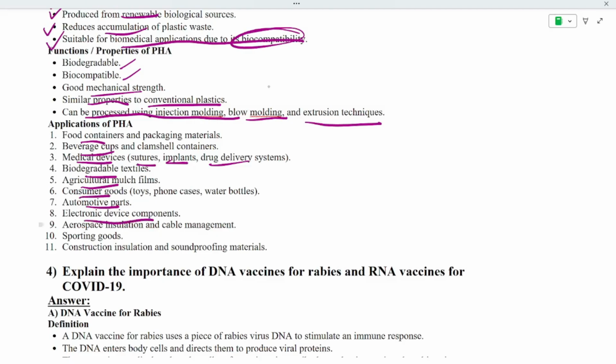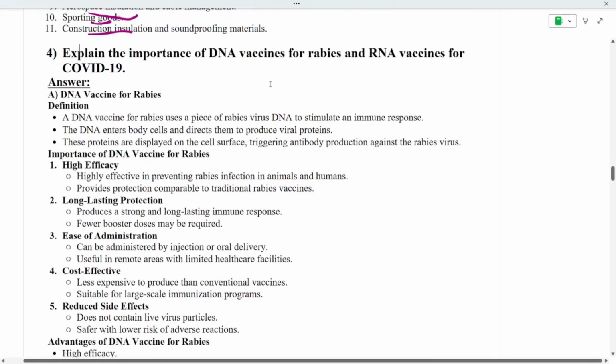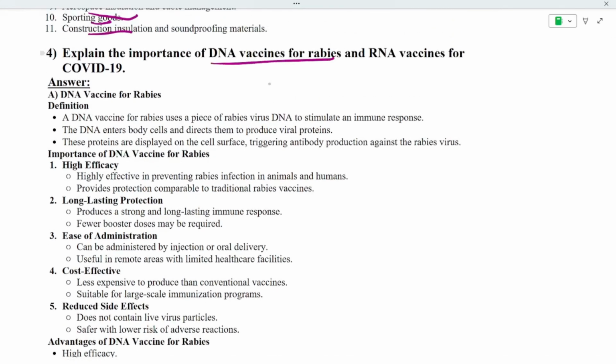Next is electronic device components, aerospace insulation, sporting goods and construction insulation and all. Next is what are the uses, that is the importance, of DNA vaccines for rabies and the RNA vaccine that was used for COVID-19. Okay, let's discuss. First is the DNA vaccine for rabies.